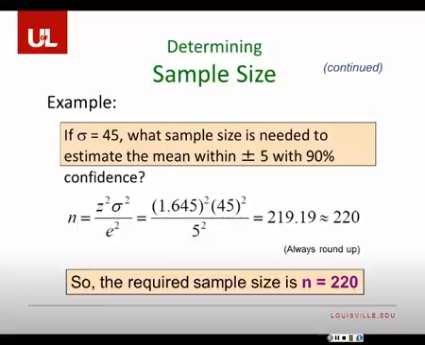Why should we always round up? If you're doing a clinical trial, it would be hard to find one person. Right? You either have the observation or you don't.